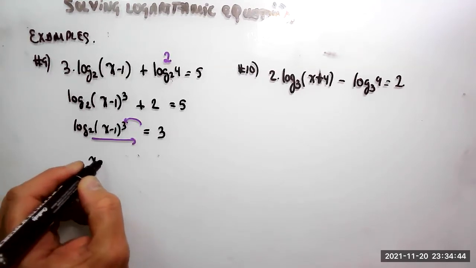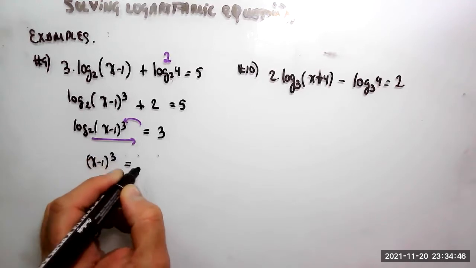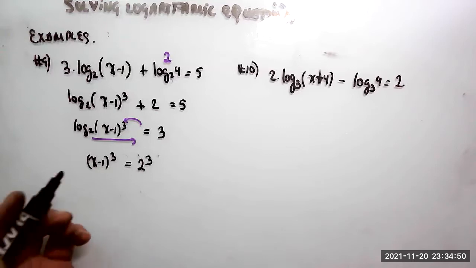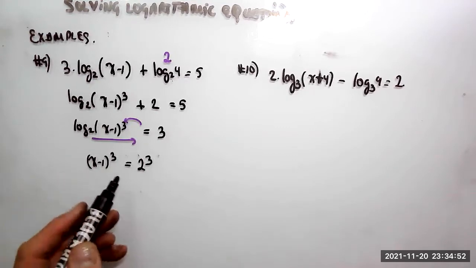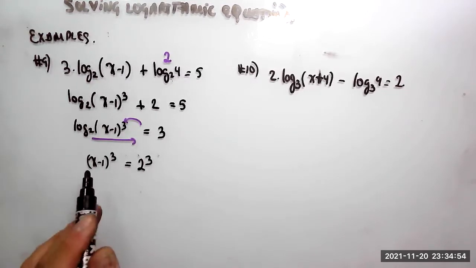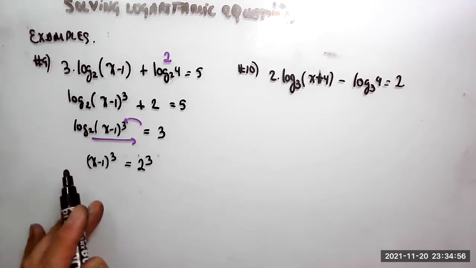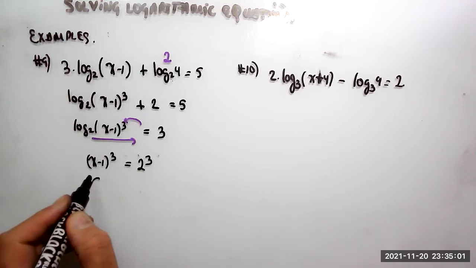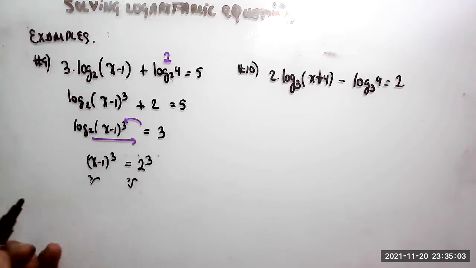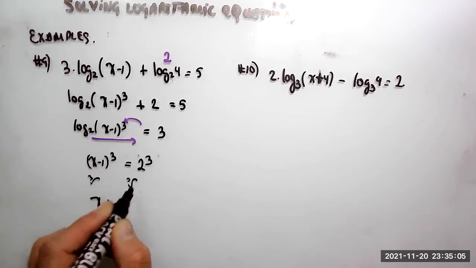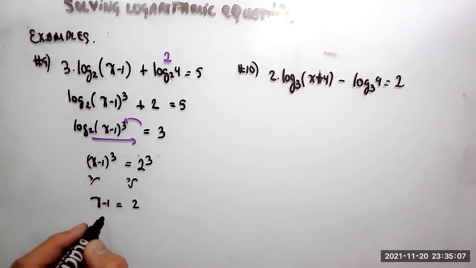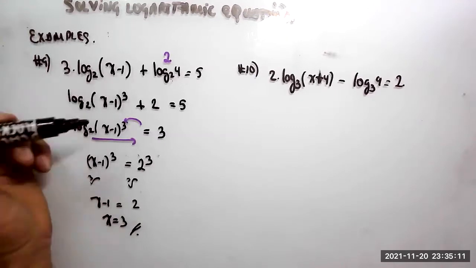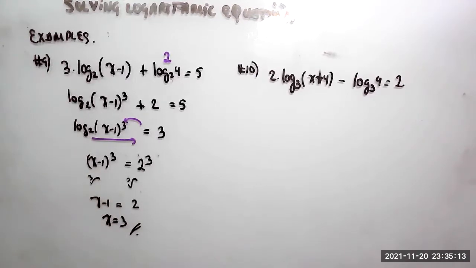So what do I have here? That x minus 1 cubed equals 2 to the 3. Here, of course, if you remember how to solve exponentials, we can take the cube root of both sides of the equation. So I have x minus 1 equals 2. We add 1, so x equals 3, and we are done, because when we plug in 3, 3 minus 1 is a positive number.